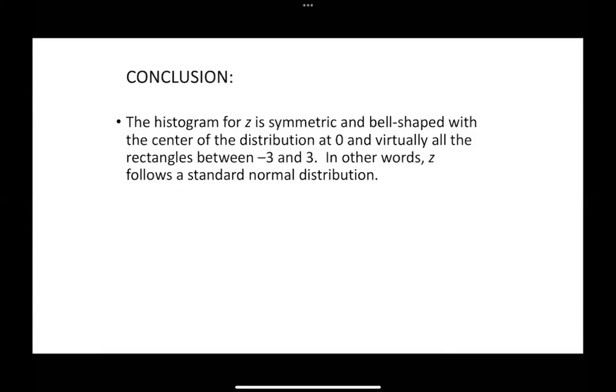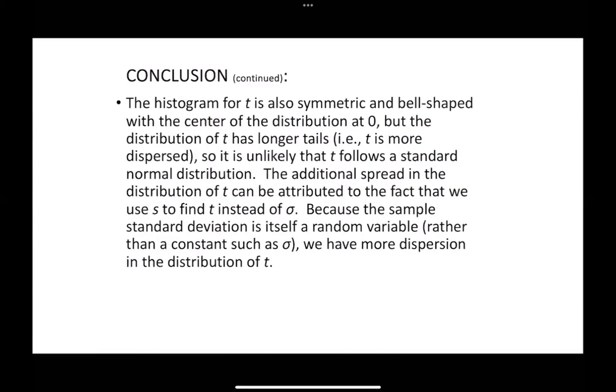Okay. Notice our histogram for Z is symmetric and bell-shaped, with the center of the distribution at 0. All of our rectangles were between -3 and 3. It did follow mostly a standard normal distribution. The t-score was symmetric and bell-shaped. Our center was 0, but as you noticed, our tails were longer and more dispersed. It's unlikely it follows a standard normal distribution because, although it was bell-shaped, our tails were kind of long and it looked a little more spread out.